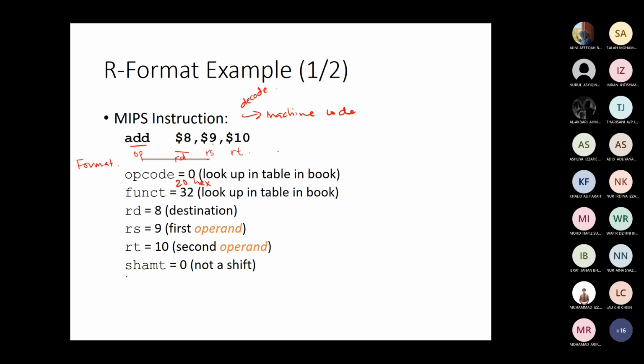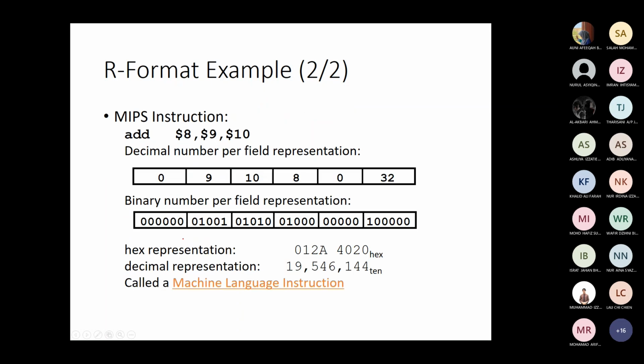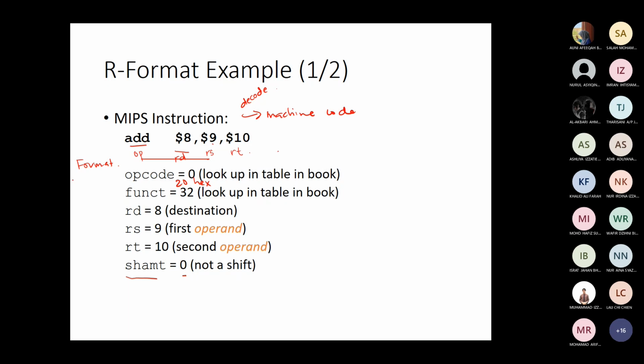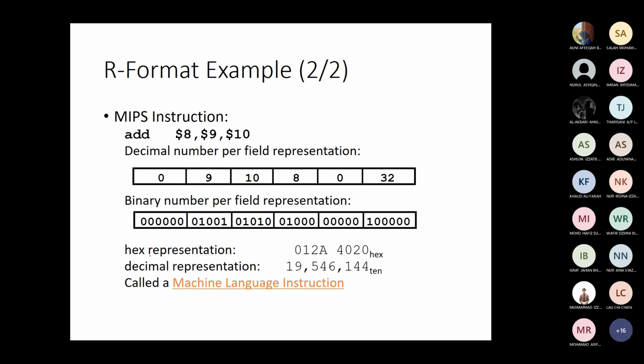But we have another field, shamt, or shift amount. Because this is not a shift instruction, we put a 0 there. Next, now you have the composition. So what is the opcode, function, and everything? You would put these numbers into the fields.